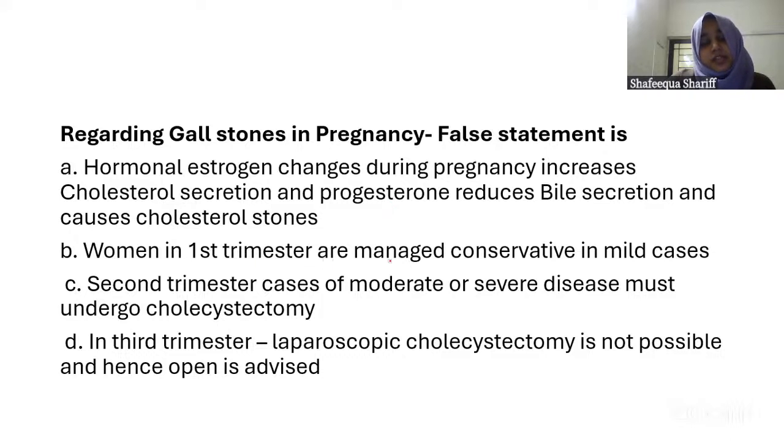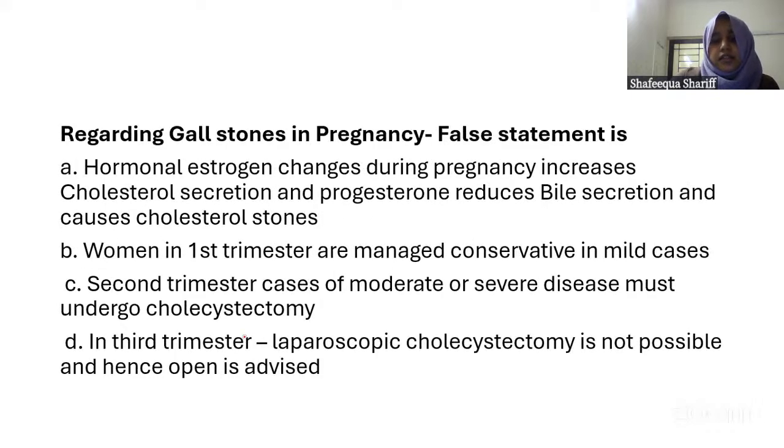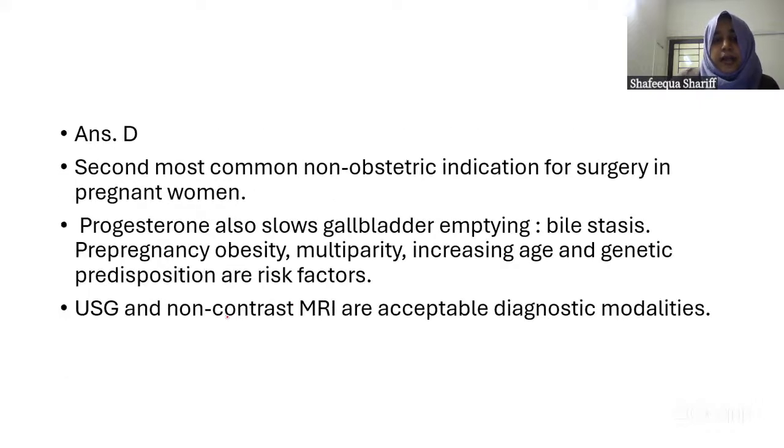And women in first trimester are managed conservatively in mild cases. This is true. Second trimester cases of moderate or severe disease must undergo cholecystectomy. In third trimester, laparoscopic cholecystectomy is not possible, and hence open is advised. We'll explain why. So the answer is laparoscopic. It is not necessary that laparoscopic cholecystectomy is not possible, but it is better to do surgery in the second trimester if moderate or severe disease, because cholecystitis is the second most common non-obstetric indication for surgery in a pregnant woman.